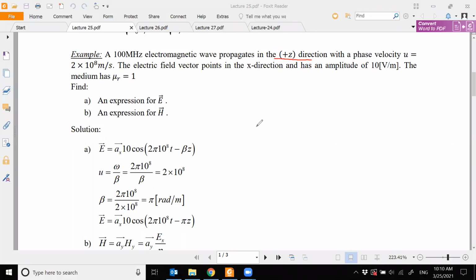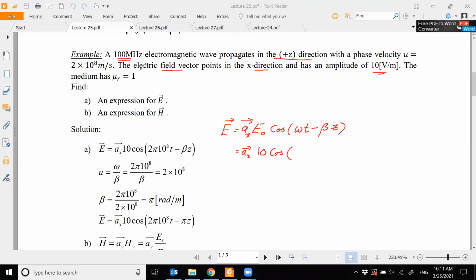So therefore my amplitude is E0 cosine omega t minus beta z, positive direction. And the field vector is in the x direction, so this is in the x direction. This is my electric field. Now we need to find the unknown terms here. The amplitude is given, which is 10 volts. So this is ax 10 cosine. Now omega, frequency or angular frequency.